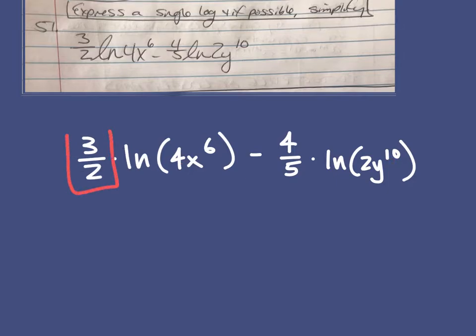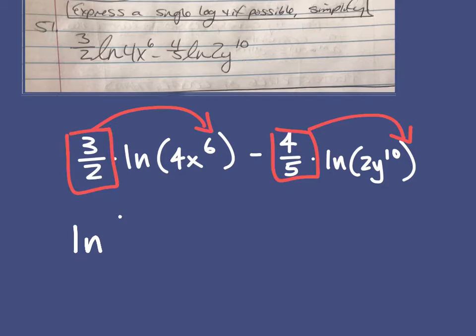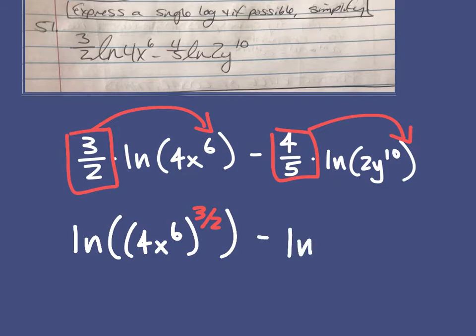One of my first inclinations is to take our coefficients out here, the 3/2 and the 4/5, and turn those into exponents. But when I do that, we have to do the whole thing. So watch what I do here. I'm going to do natural log of 4x to the 6th, all of that raised to the 3/2 power. That whole quantity has to be raised to the 3/2 power, minus the natural log of the quantity 2y to the 10th, all of that raised to the 4/5 power.